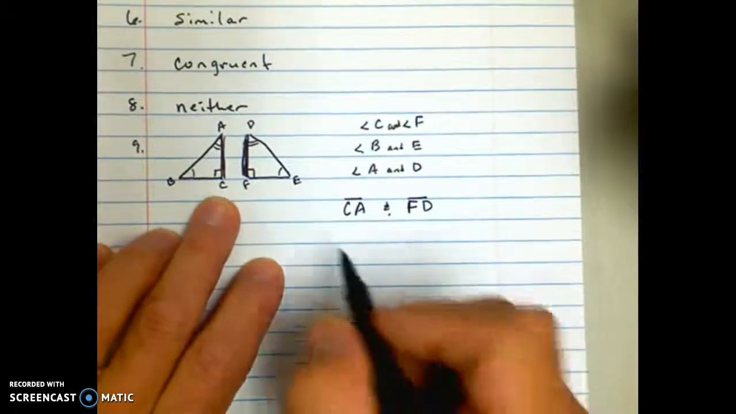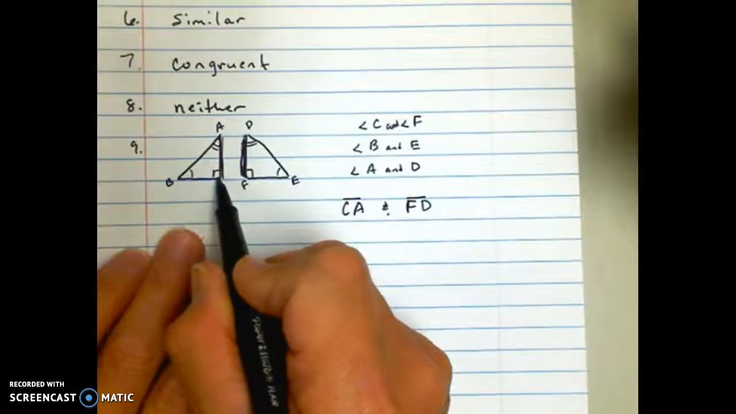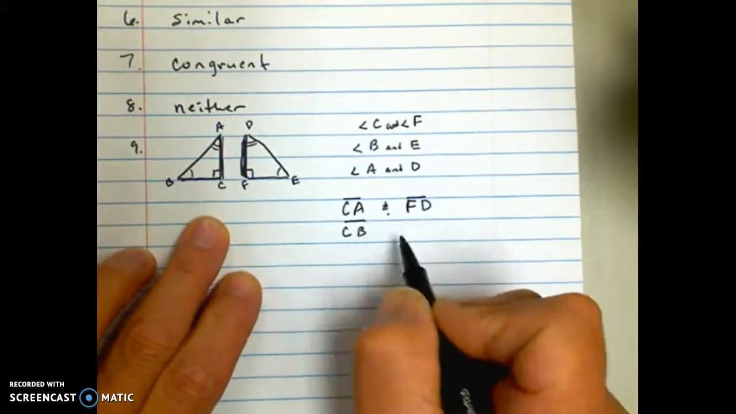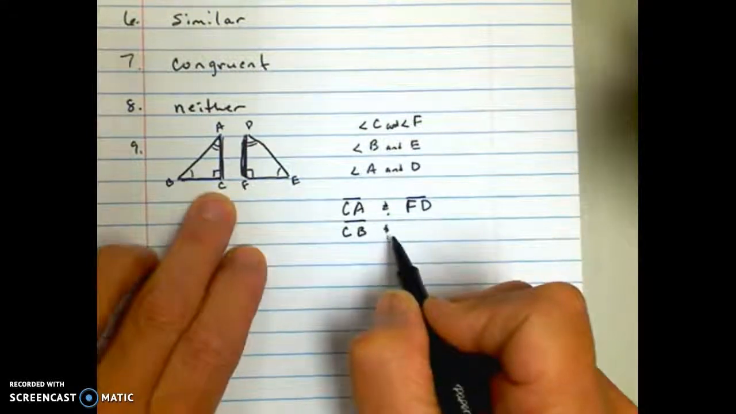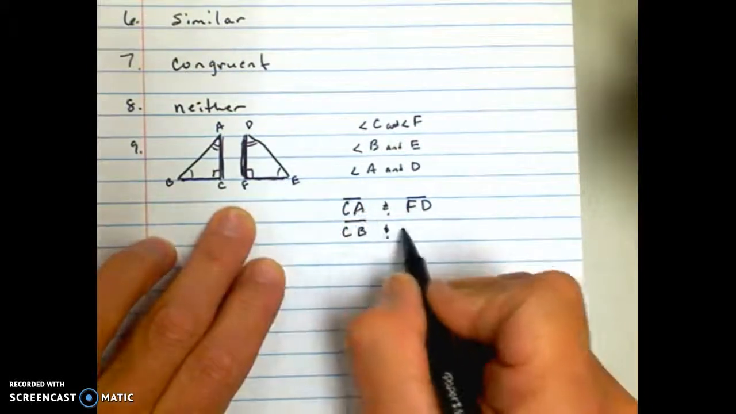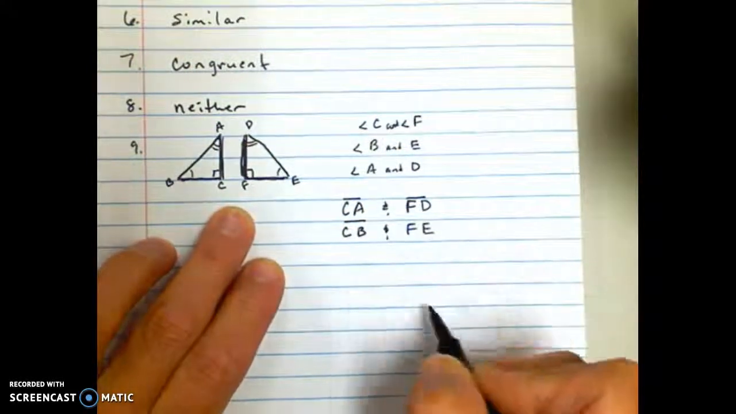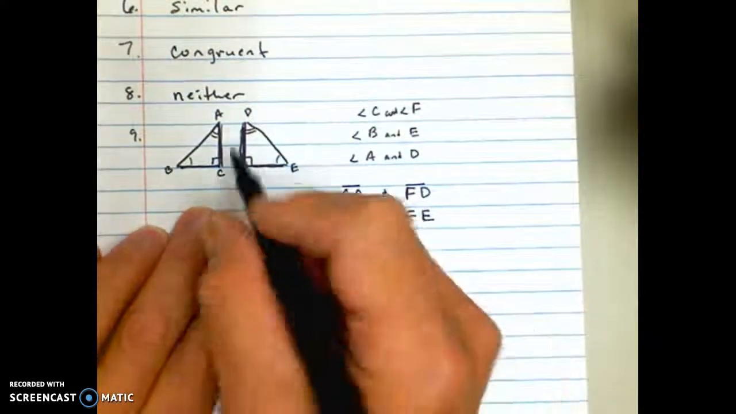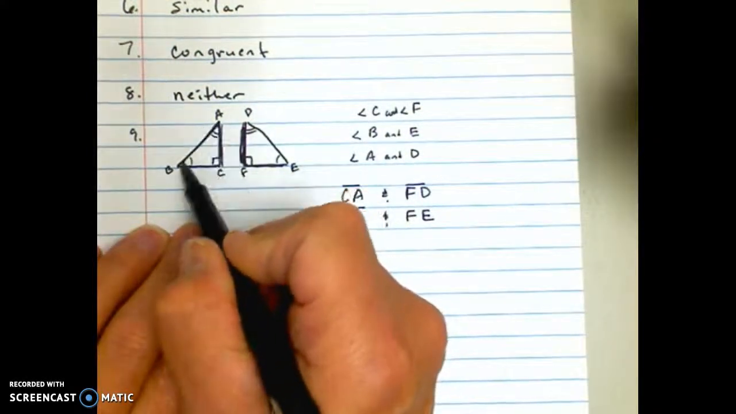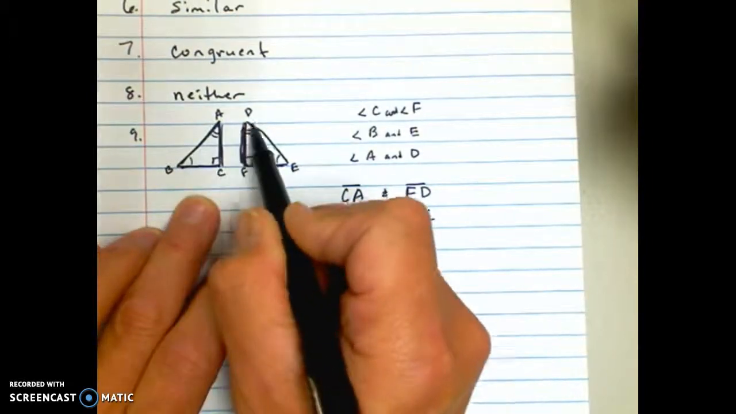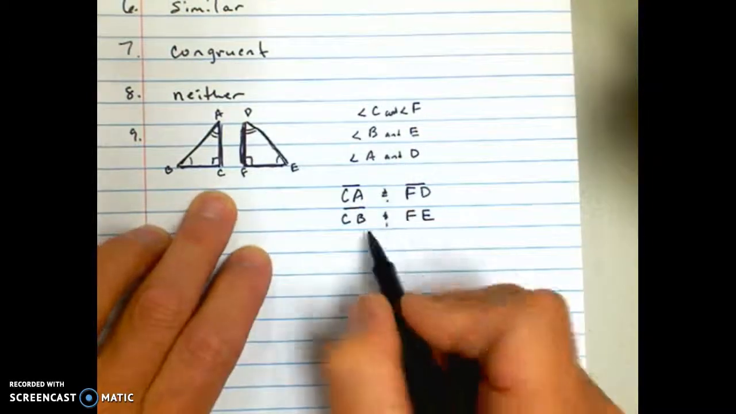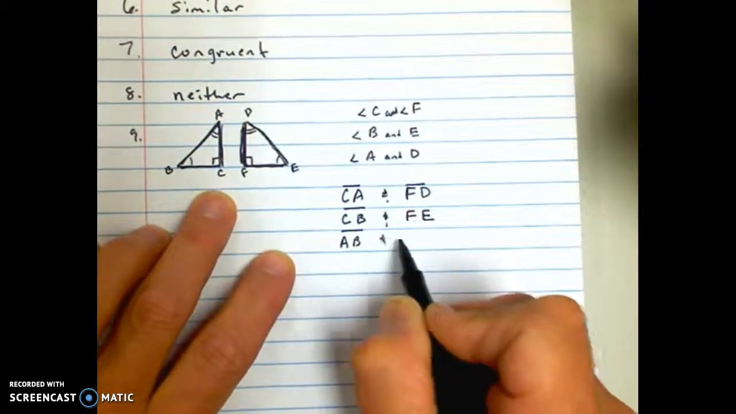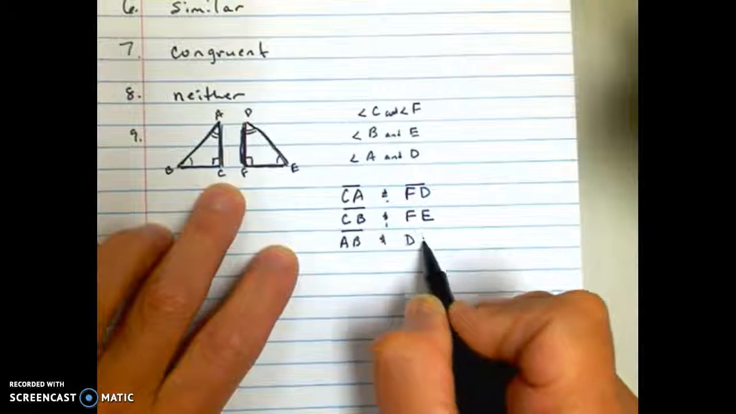And then we could say that line segment CB, in all caps by the way, matches line segment FE. And again, they have to be in that order. And the last line segment is from A down to B, or D down to E. So we could say line segment AB matches line segment DE.